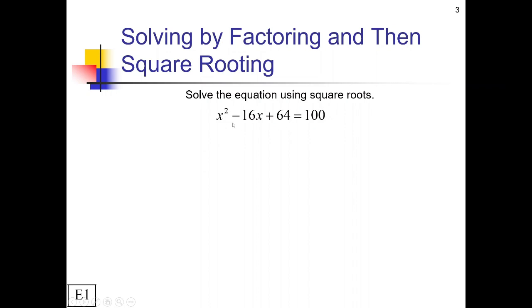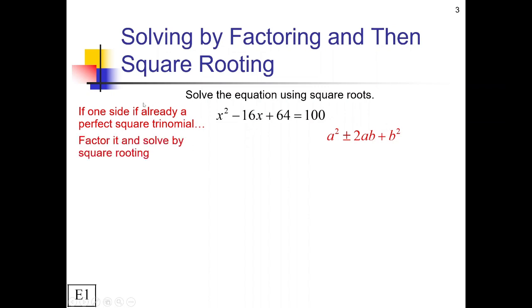Well, here's the thing. On the left side here, you might have noticed that we've got two perfect squares, and if you dug a little deeper, you would see that this is a perfect square trinomial. If you already have a perfect square trinomial on one side, something in the form of a squared plus or minus 2ab plus b squared, and that 2ab part is a little tough to pick out, but if you think it's there, then what you can actually do is factor it, because this will turn into a squared parentheses, and then solve it by square rooting.